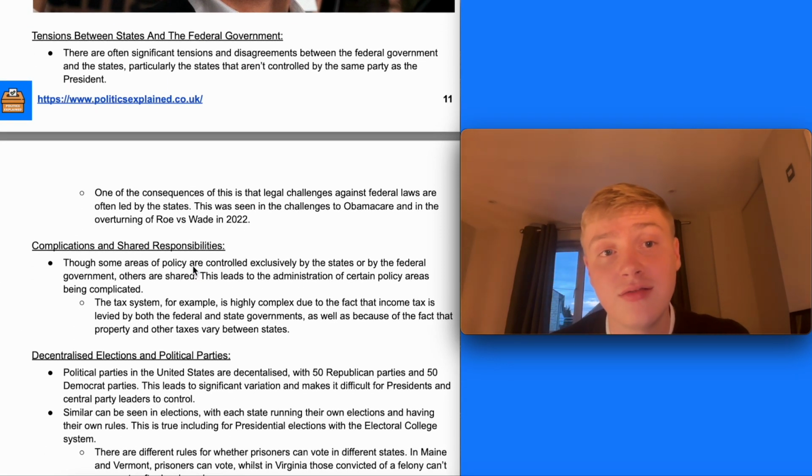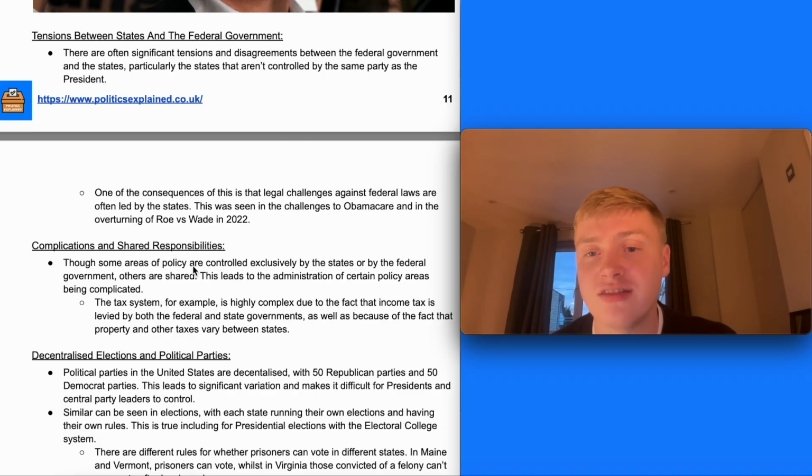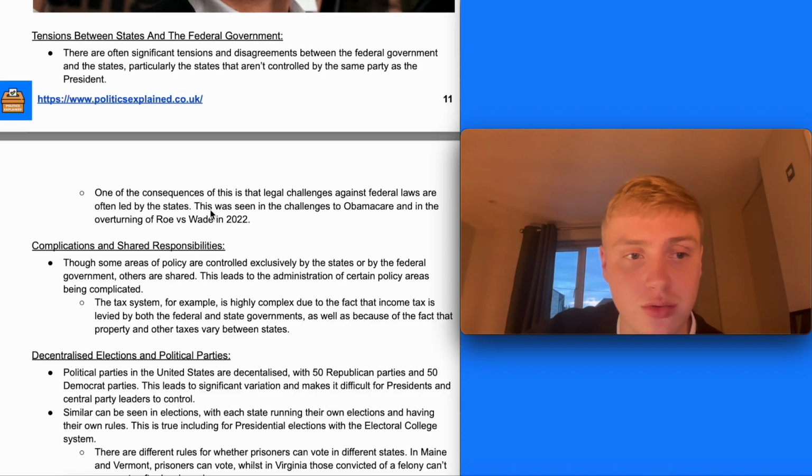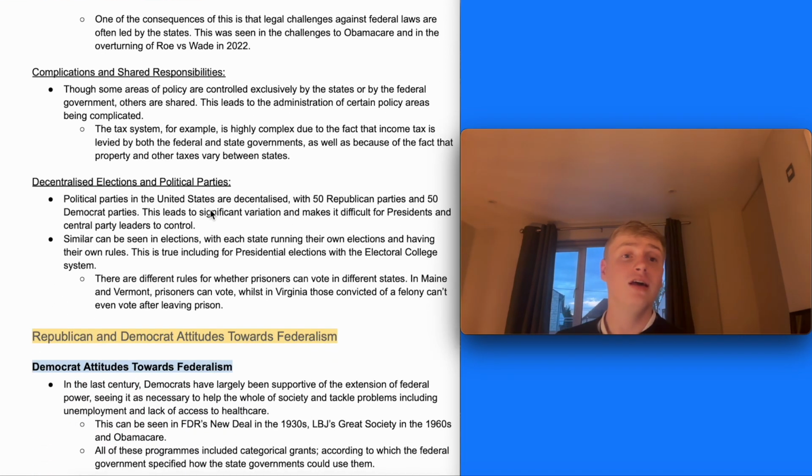Tensions between states and federal governments are also very significant, particularly states that aren't controlled by the same party as the president. And one of the consequences of this is that legal challenges against federal laws are often led by the states, and this was seen in the challenges to Obamacare and in the overturning of Roe v. Wade in 2022.